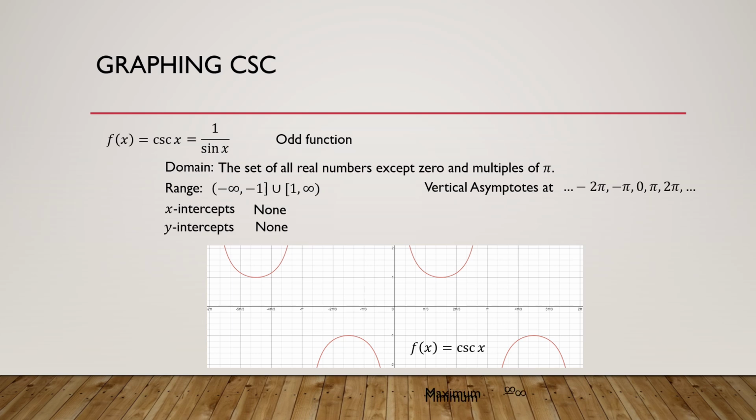It will, however, have maximums and minimums that approach infinity and negative infinity respectively as we get closer to the points of the vertical asymptotes.